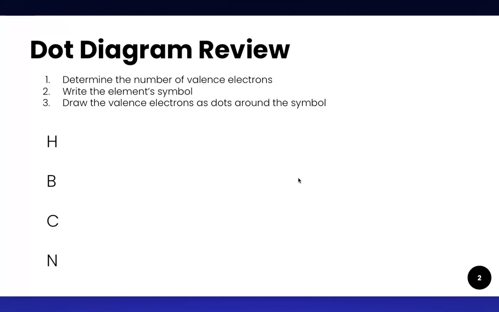We'll start with hydrogen. It is a group 1 element, so it has 1 valence electron. Boron is a group 3 element, so its dot diagram will look like this. Carbon is in group 4. And nitrogen has 5 valence electrons.